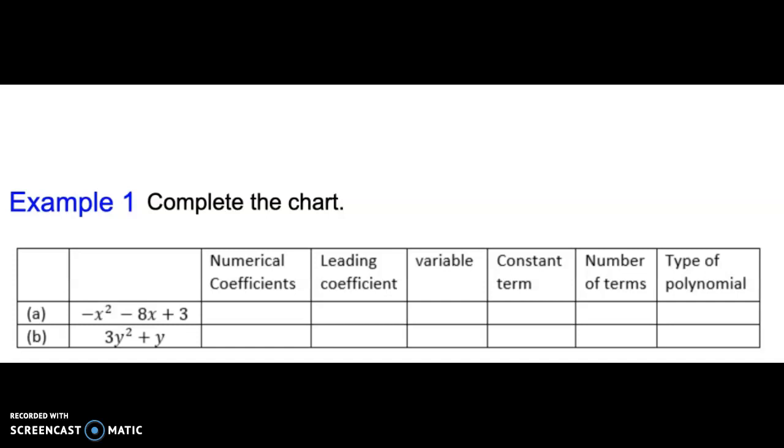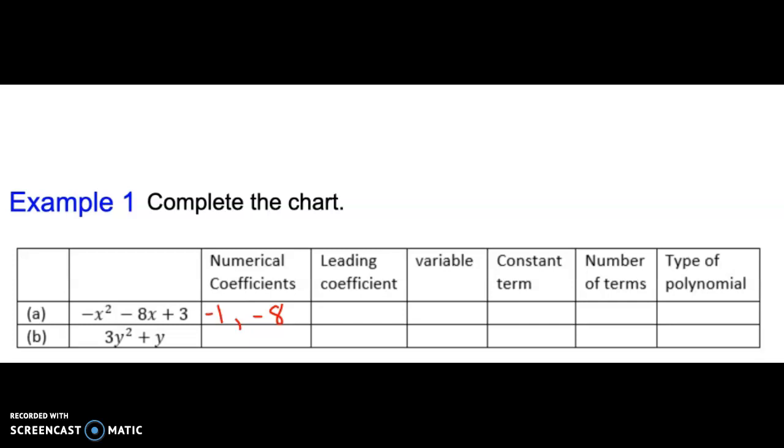So the first thing they're asking us to find here is the numerical coefficients. So the numerical coefficients in this question are the numbers here in front of the variable. So we're going to have a -1 and we're going to have a -8. Okay, so again, it's the numbers with the letters attached.